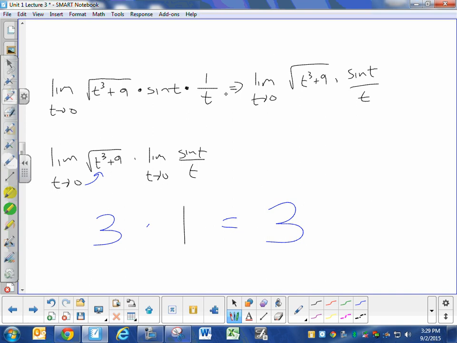What you will not have to do is this step. I consider this to be a little bit unnecessary of a step. You can just go straight from here to here and then know that this limit is 1 and this limit is 3. And then you can go straight to your answer 3. But it's this limit property that allows you to do that. Okay?